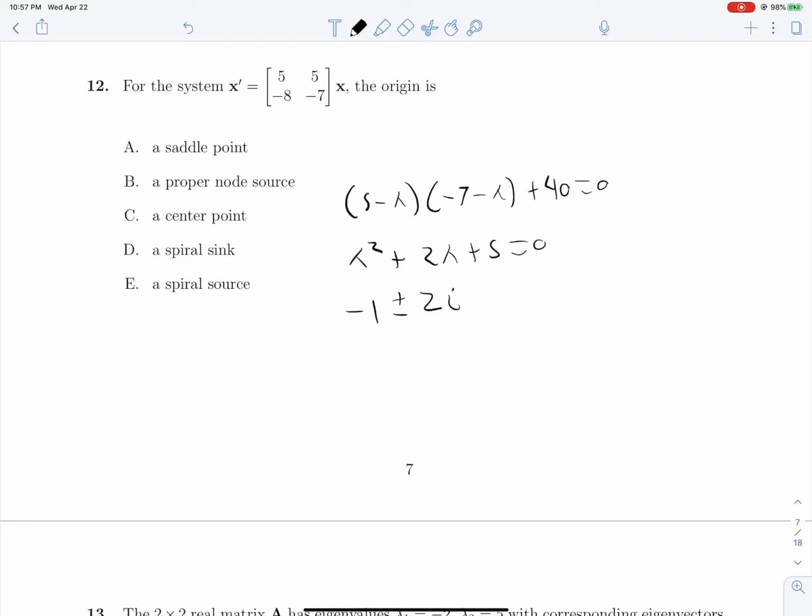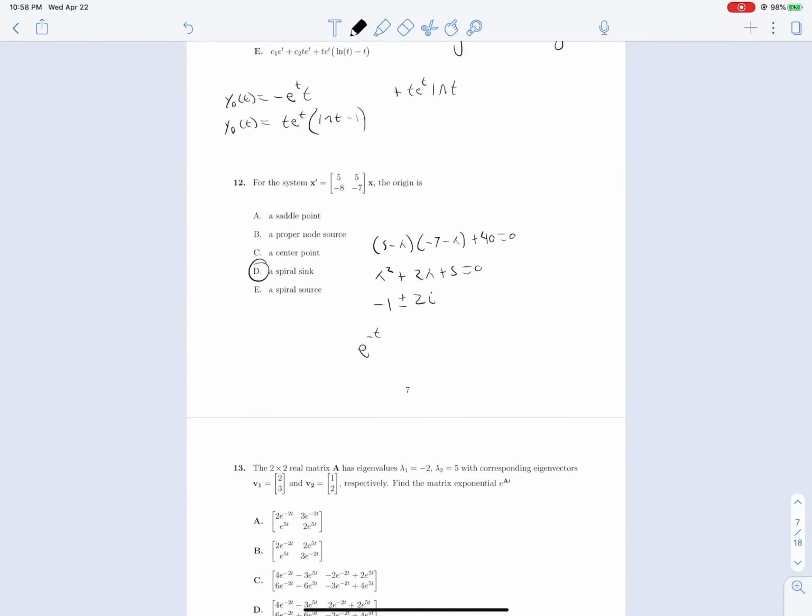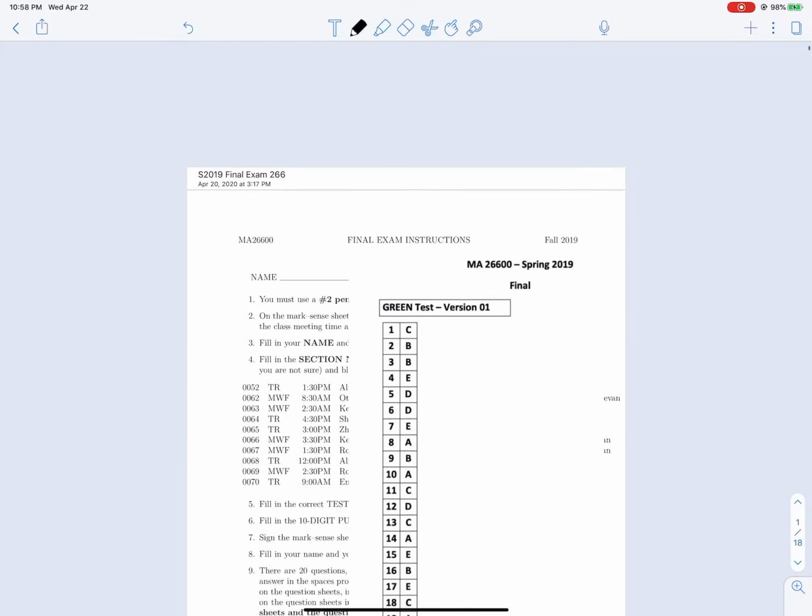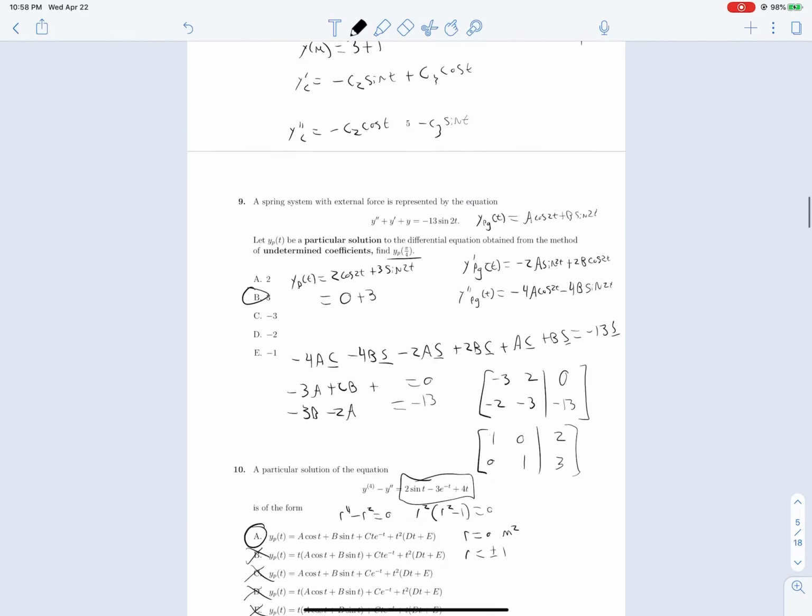And we said if we have a negative real part and a complex conjugate part on our eigenvalue, that means that we will have a spiral sink, because this will contribute to an e to the negative t term, and all this will do will contribute to some sine and cosine rotation factor built in there too. But if you plug in higher and higher values of t, this approaches 0. So overall, this will kind of scale all our values down into the origin as t approaches infinity. So 12 is D.